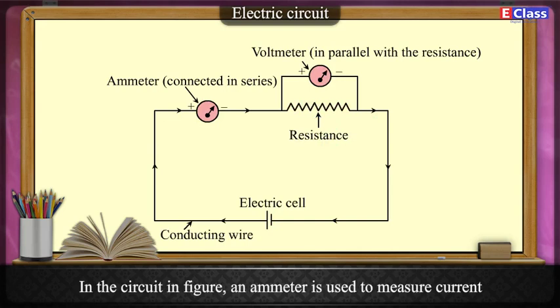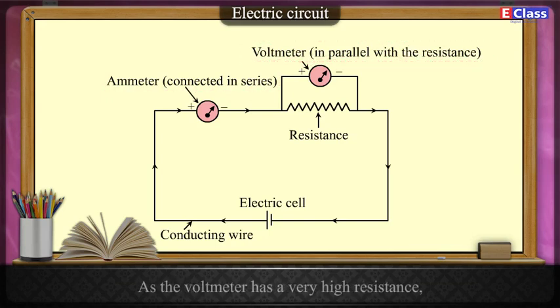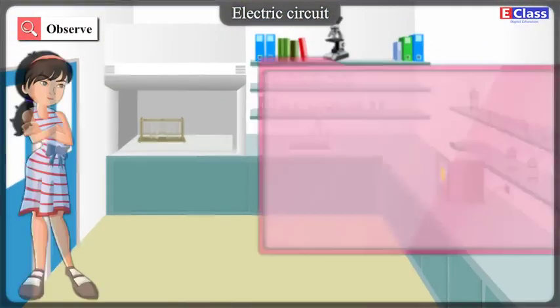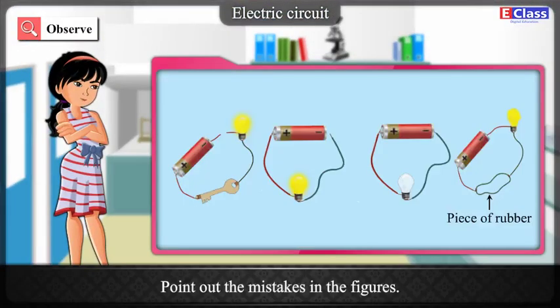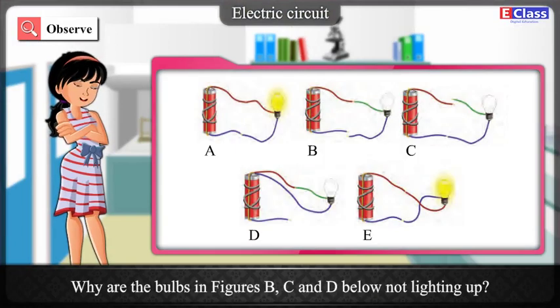In the circuit in the figure, an ammeter is used to measure current and a voltmeter to measure the potential difference between the two ends of a resistor. As the voltmeter has a very high resistance, only very small current flows through it. Observe. 1. Point out the mistakes in the figures. 2. Why are the bulbs in figures B, C and D not lighting up?